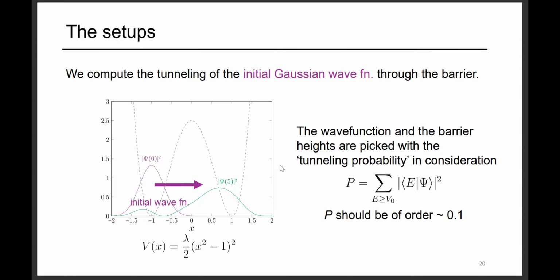But we have to choose the parameters carefully so that quantum tunneling can actually be observed. If we don't choose the parameters carefully, it is possible that the setup allows for some classical tunneling, meaning a particle crossing the barrier because of high energy and so on. So we have to pick the parameters with the tunneling probability in consideration. We define P to be the probability of the particle having energy larger than the barrier. This should be sufficiently small for quantum tunneling to occur, and we choose the parameters such that P is of order 0.1. If P is too small, then there will be many other problems, so 0.1 is a sweet spot.